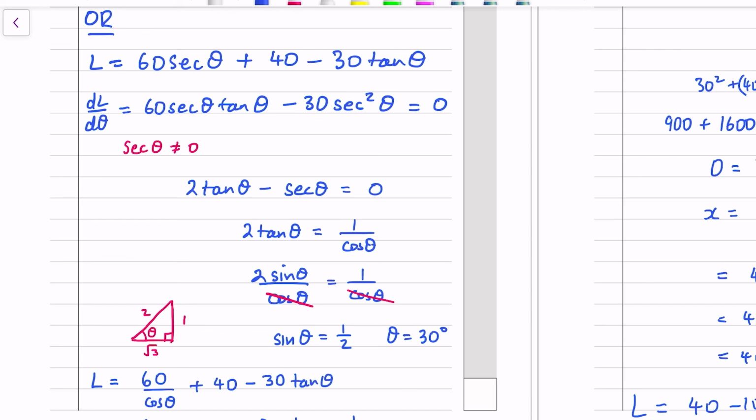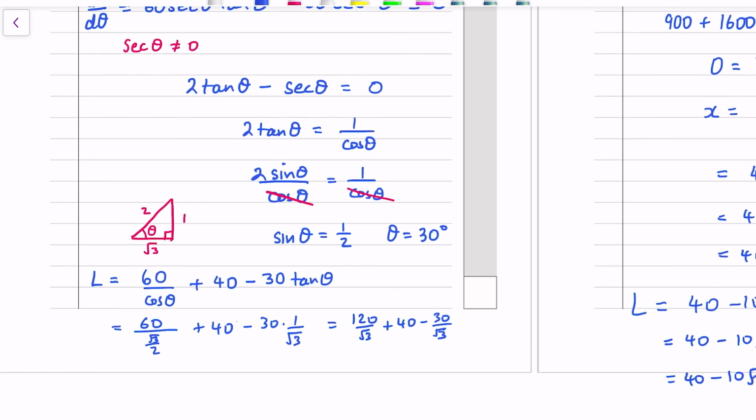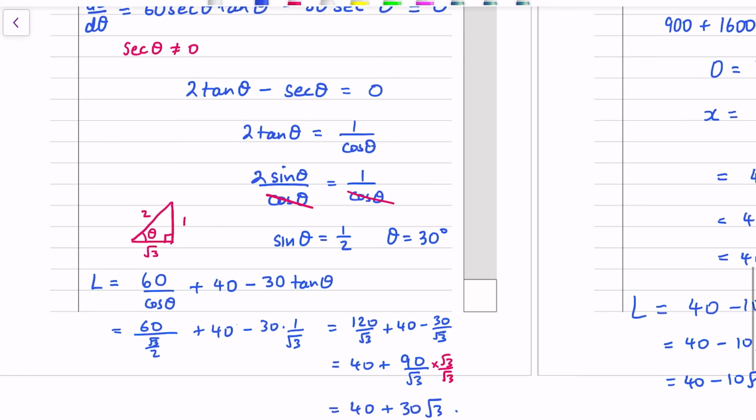So we've got 120 over root 3 plus 40 minus 30 over root 3, which is 90 over root 3, 40 plus 90 over root 3, and then if we times by root 3 over root 3, the denominator becomes 3, so we get 90 over 3 is 30, so 40 plus 30 root 3, and that's the proof as it was before.